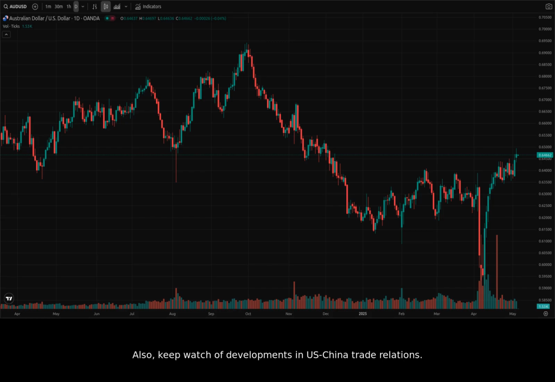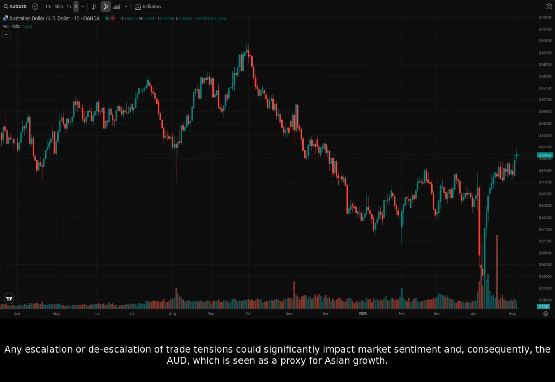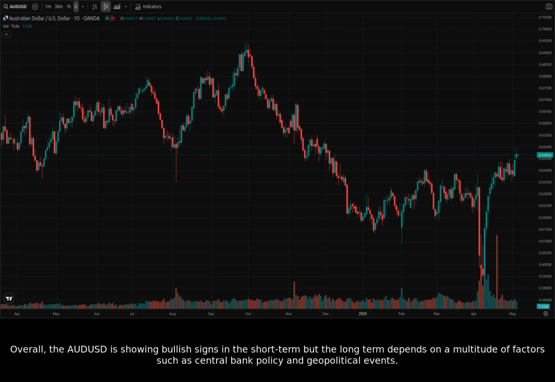Also, keep watch of developments in U.S.-China trade relations. Any escalation or de-escalation of trade tensions could significantly impact market sentiment and, consequently, the AUD, which is seen as a proxy for Asian growth. Overall, the AUDUSD is showing bullish signs in the short term, but the long term depends on a multitude of factors such as central bank policy and geopolitical events.